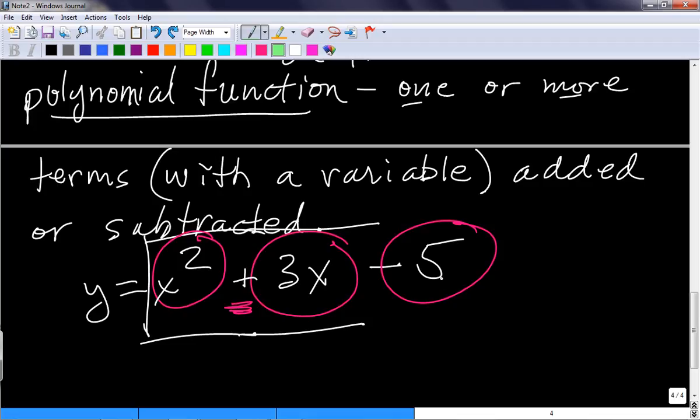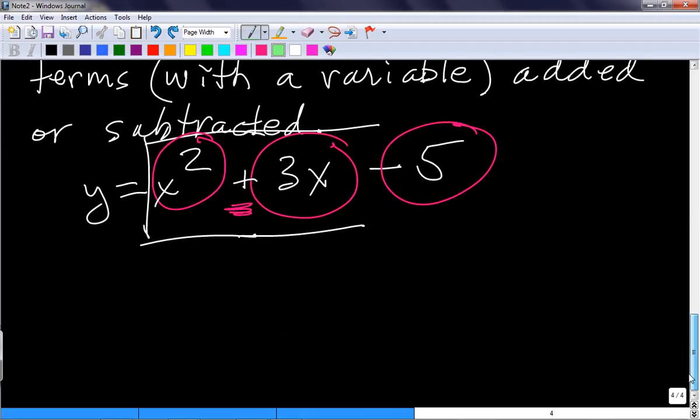That's counted as a term, just a regular constant number. Yep, any regular number. Now, if you didn't have any variables like x here, and you just had one number, that's still a polynomial function, but it's just a horizontal line, a straight line. It doesn't go on an angle at all.